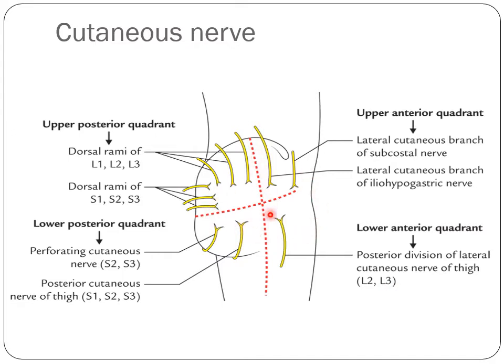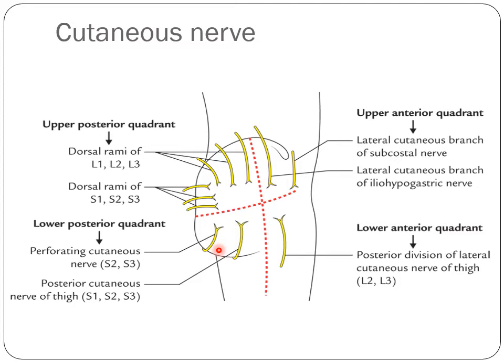It is divided by two imaginary lines, one horizontal and one vertical, into the upper anterior quadrant, upper posterior quadrant, lower anterior quadrant and lower posterior quadrant. So these are the cutaneous nerves that innervate the gluteal region. These are the cutaneous innervation.